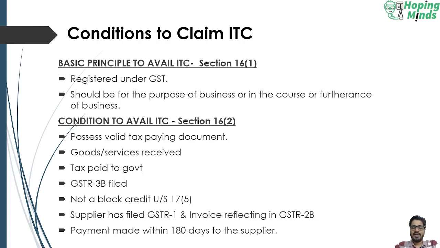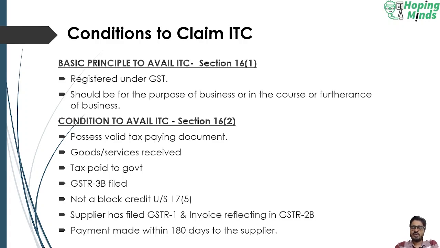Then such input tax credits must accrue from the purchases or expenses that is meant for business. So any input tax credit that accrue from expenses or purchases meant for personal consumption cannot be claimed. So the input tax credits must pertain to the business or in the course of business or for the furtherance of existing business. So what are the conditions to avail input tax credit?